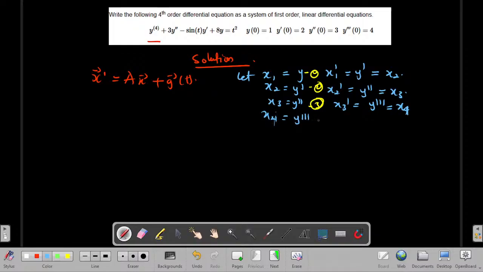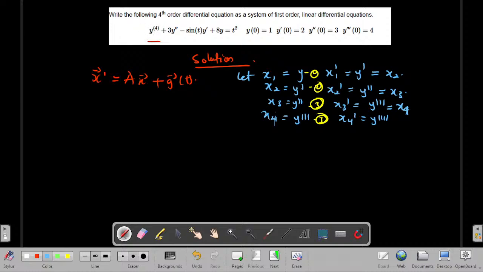Sorry, let me differentiate for the last one because we are doing the fourth derivative. So this one is my third equation. Then my fourth equation simply becomes x4 prime is equal to y prime prime prime prime. That is the fourth derivative appearing in the question.